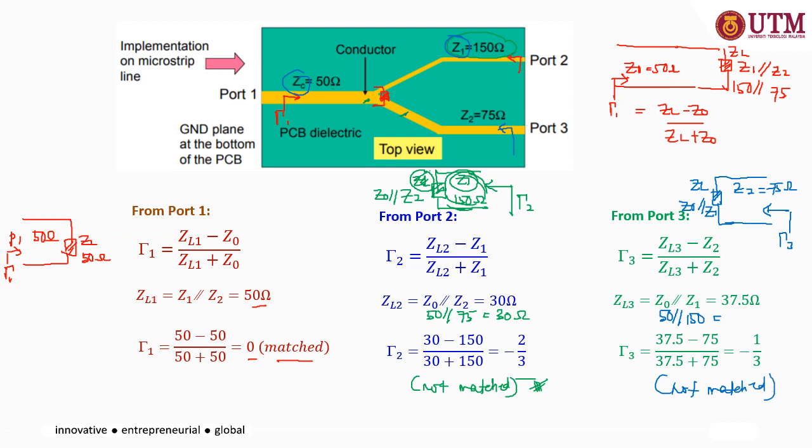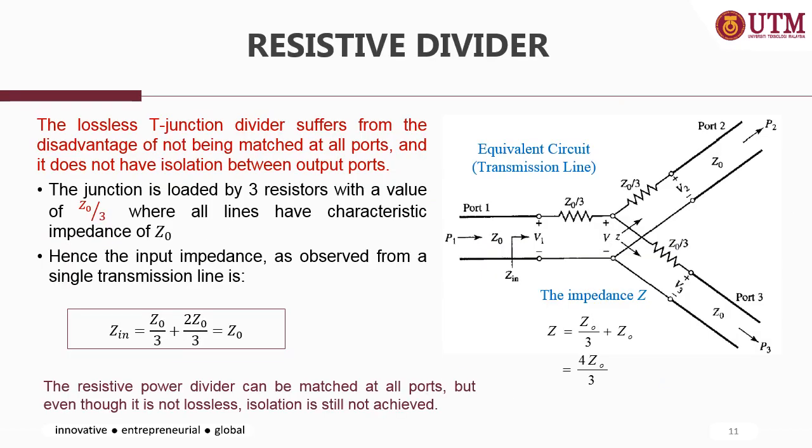Okay, to get the system matched, you have to make sure that the ZL from each port is equivalent to the individual characteristic impedance of the lines, right? Then you can get a matched system. Next, in order to improve the T-junction further, because it is difficult to get the three ports matched simultaneously, the resistive divider is introduced.